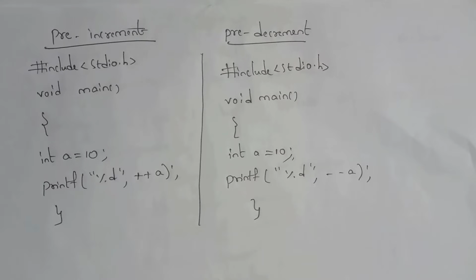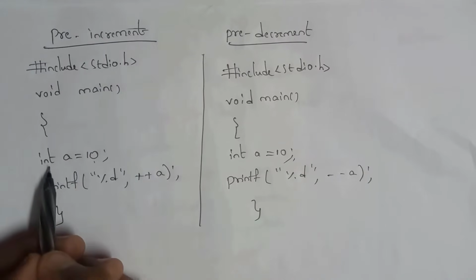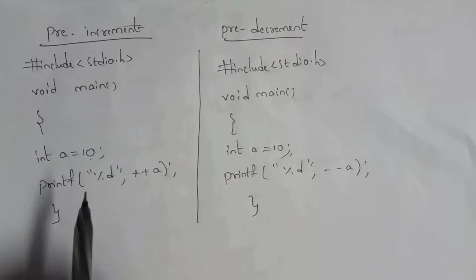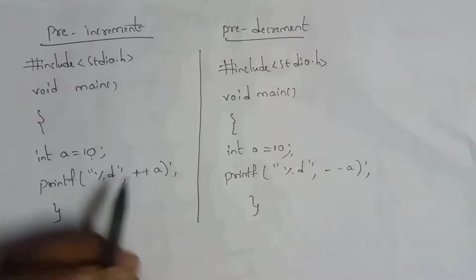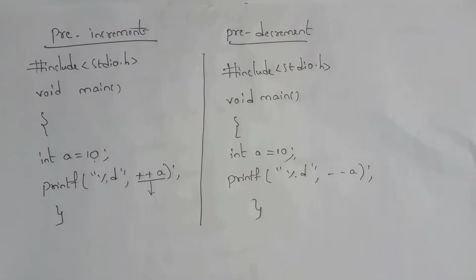Now I will explain the C program for pre-increment and pre-decrement. At first, the program for pre-increment. Here I took variable a and gave it the value 10. This 10 is an integer, so I wrote the data type as int. Now I took printf, and inside printf I wrote %d because for integers we use %d, comma ++a, where ++a represents pre-increment. The name itself says it: pre-increment means at first it will increment and then it will generate output. So by writing this program I will get output as 11.